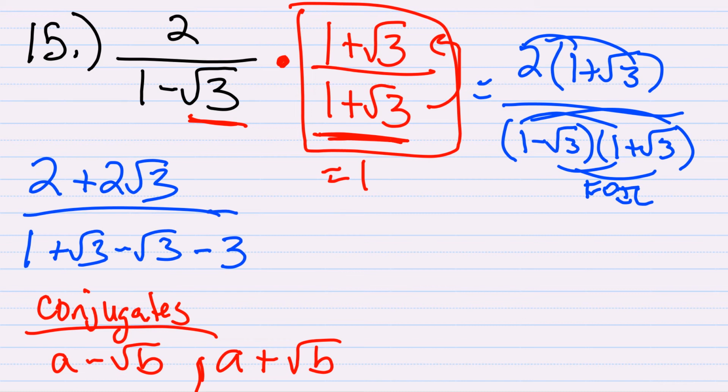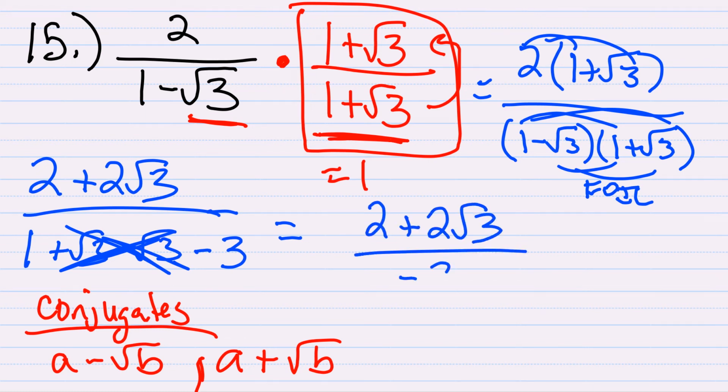Now here's the interesting part, and this is why they're called conjugates, is when I FOIL the bottom, those radicals in the middle cancel each other out. So I'm left with 1 minus 3. That doesn't have a radical in it. It's really easy to do. You just do 1 minus 3. It's negative 2. So 2 plus 2 radical 3 all over negative 2. If you got that far, you did all the new stuff correct.